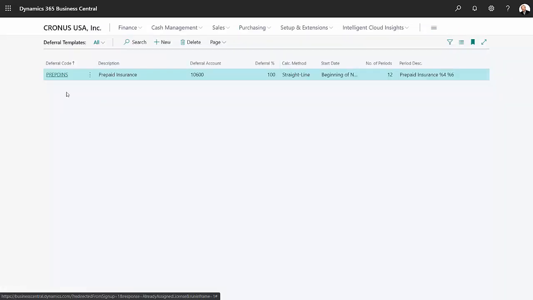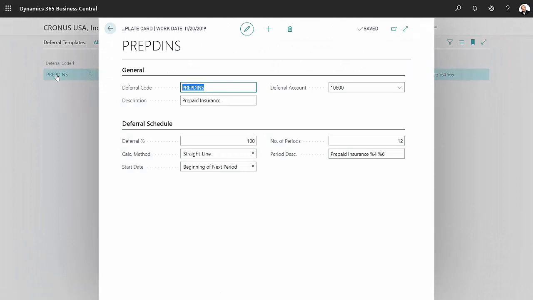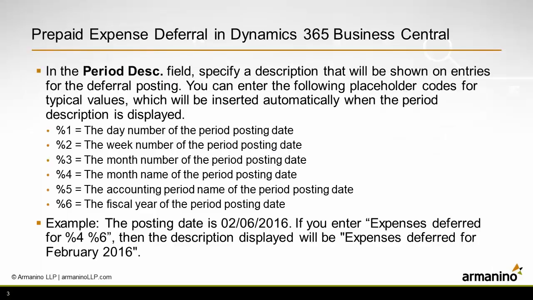Here are my deferral templates. This is the one that I use for prepaid insurance. I put a name and a description on it. This is the deferral account. This is the prepaid account to which this amount will be charged and controlled over the life of that deferral. I set it up to be a straight line calculation, you can see, for the number of months. And then this is the description here. These characters represent the month and the year, and we'll see that when we look at the actual transactions. Here's the documentation for the period description in the prepaid expense deferral template.